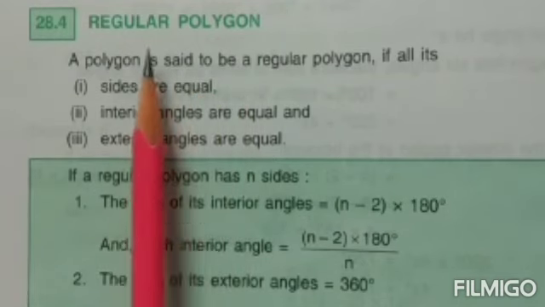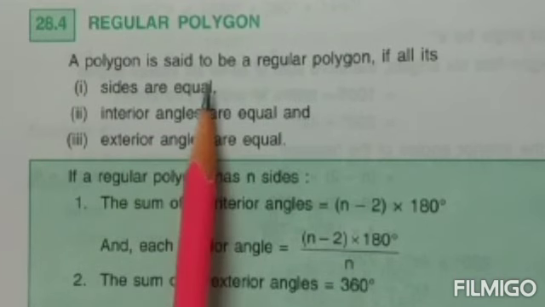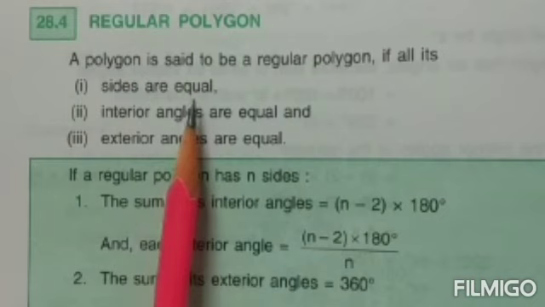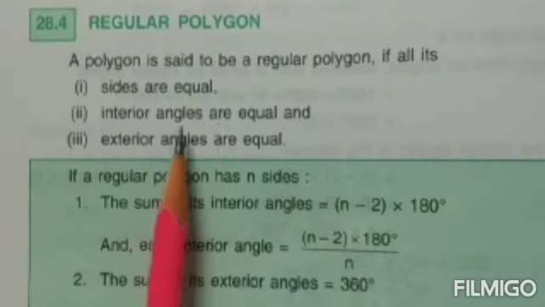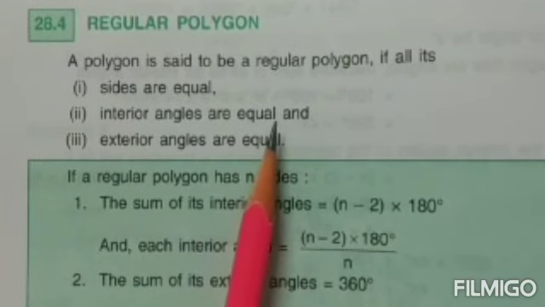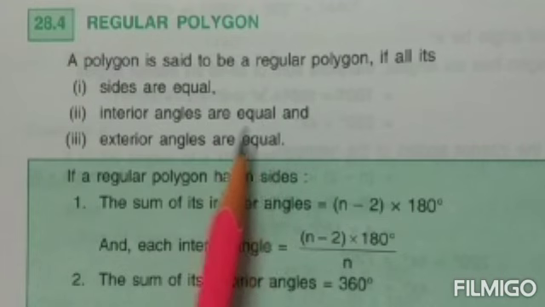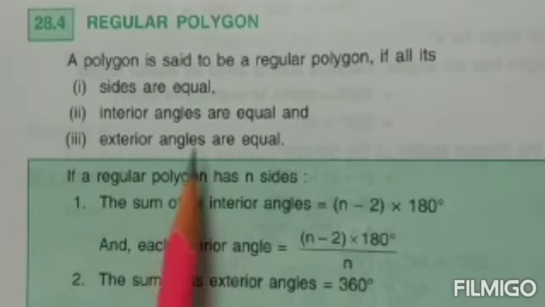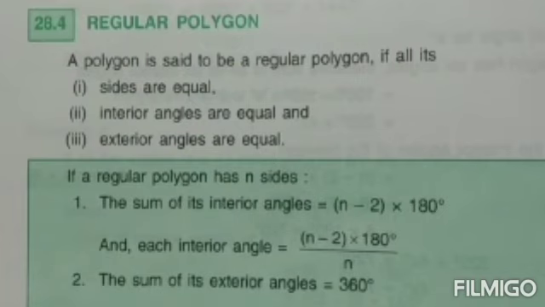Now what is a regular polygon? A polygon is said to be a regular polygon if all its sides are equal. That means all the sides are equal in measurement. Its interior angles are also equal. All the interior angles, whether they are 3, 4, 5, 6, whatever, will all be of equal measurement, as well as the exterior angles are all going to be equal.